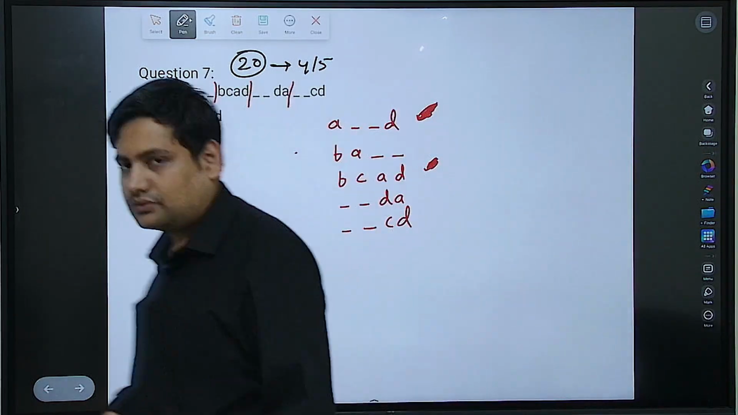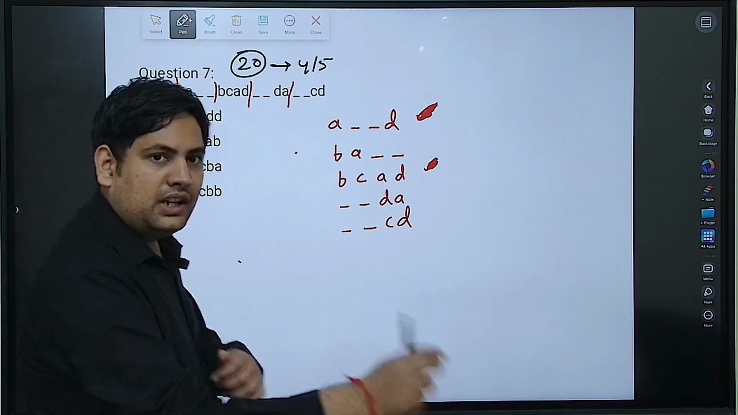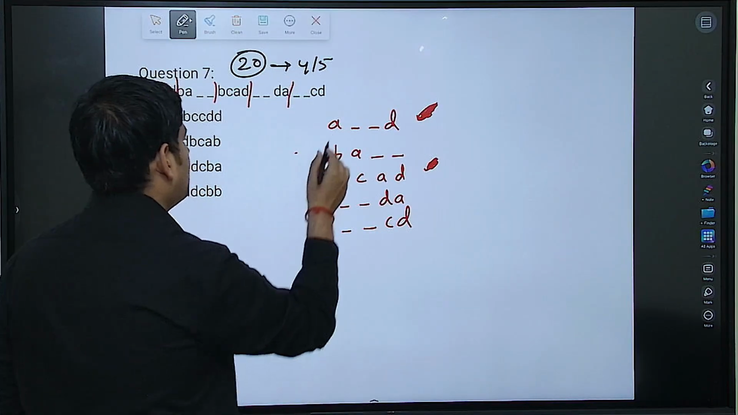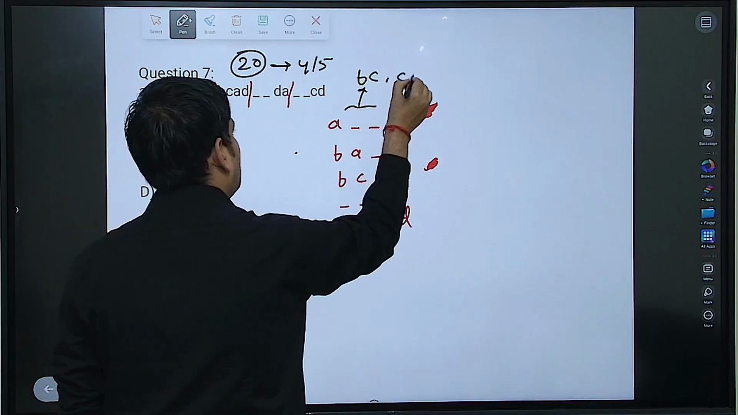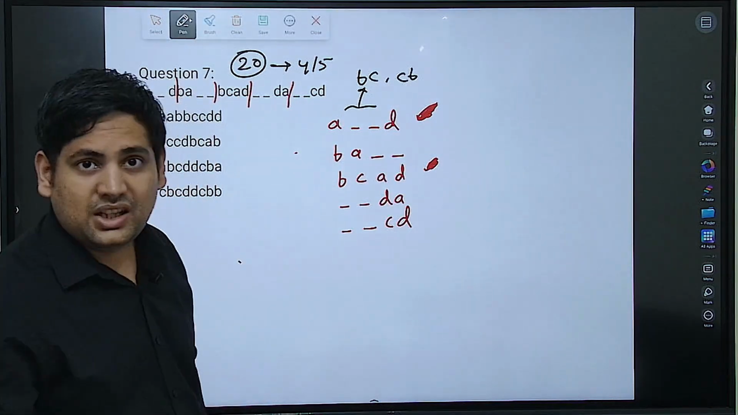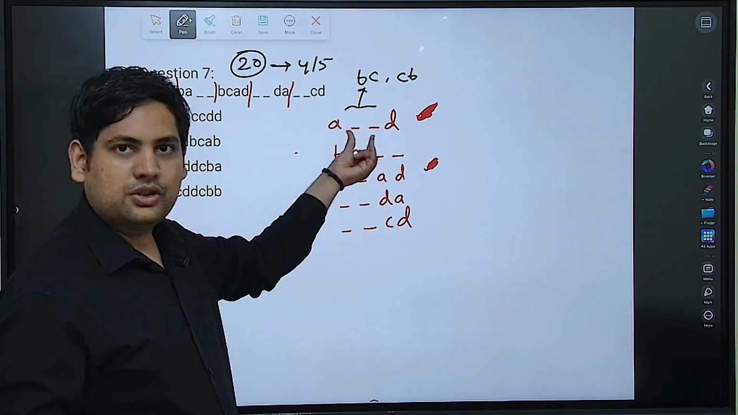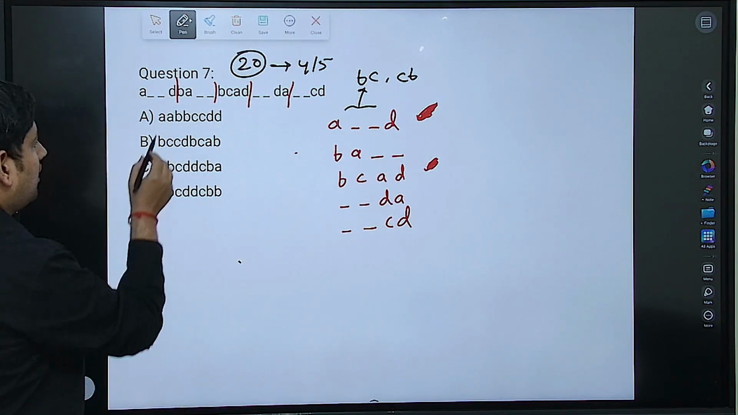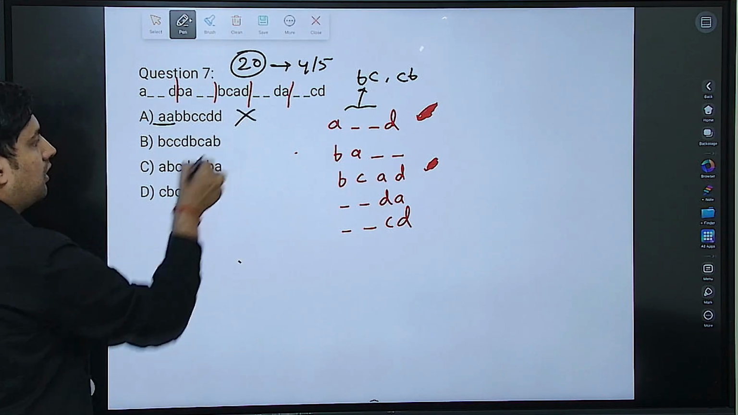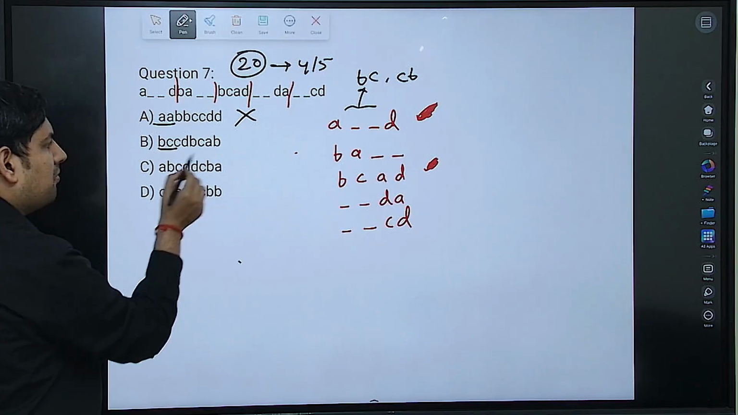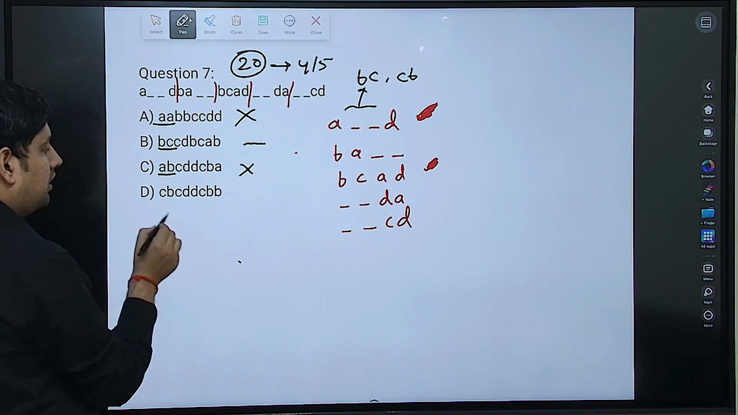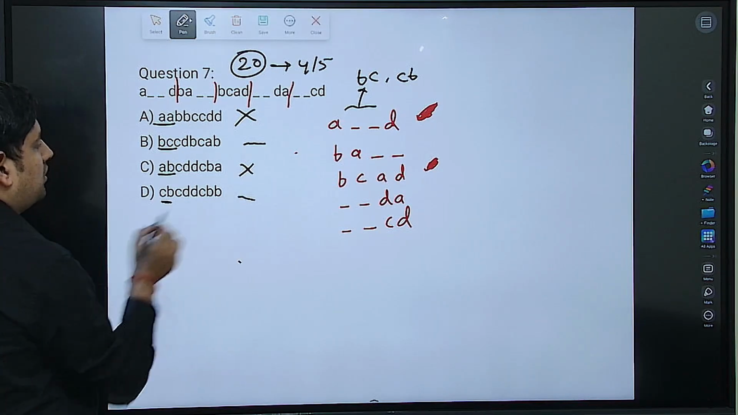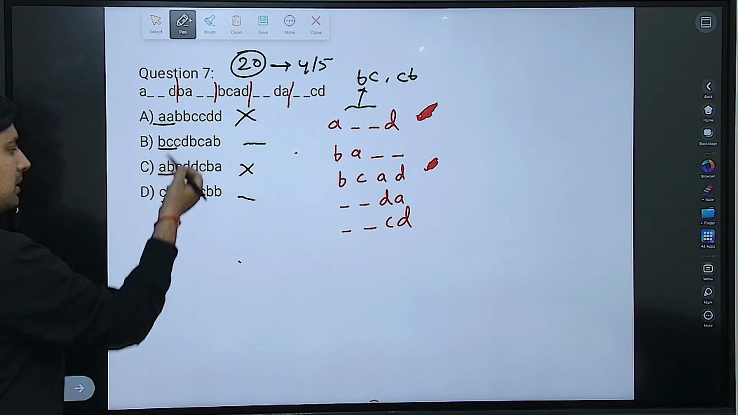So now, in this, you write all the possibilities. Okay. So here, it will be filled by what? It will be filled by BC or CB. BC or CB has to be the first 2 blanks. Now let's see here. First 2 blanks A, wrong. First 2 blanks BC, possible. First 2 blanks AB, wrong. First 2 blanks CB, again possible. So you are now remaining with B or D.